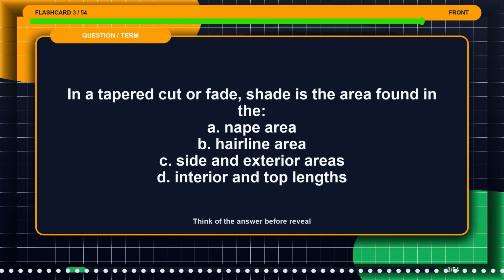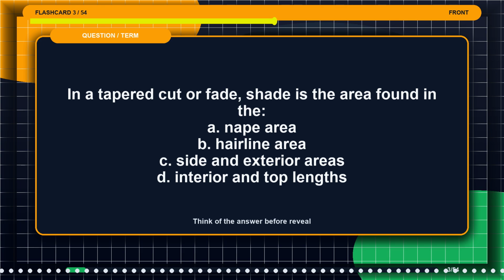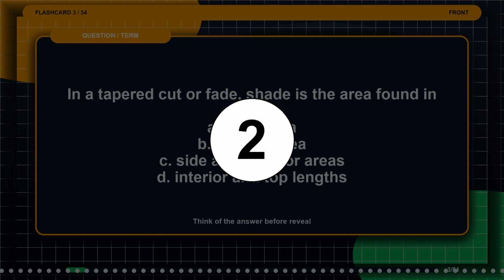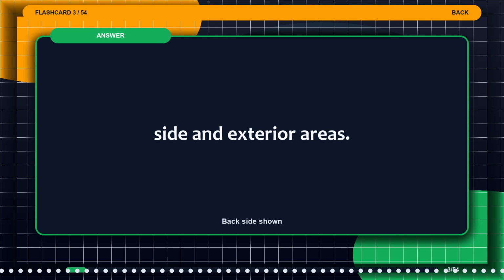Flashcard 3. In a tapered cut or fade, shade is the area found in A. Nape area, B. Hairline area, C. Side and exterior areas, D. Interior and top lengths. Pause and think of the answer before the reveal. The answer is side and exterior areas.